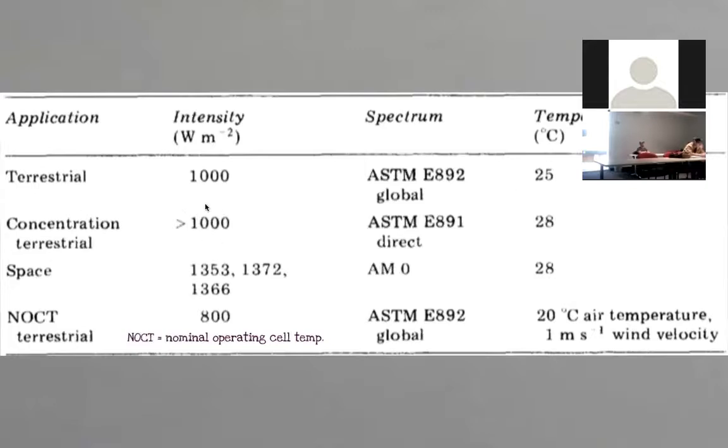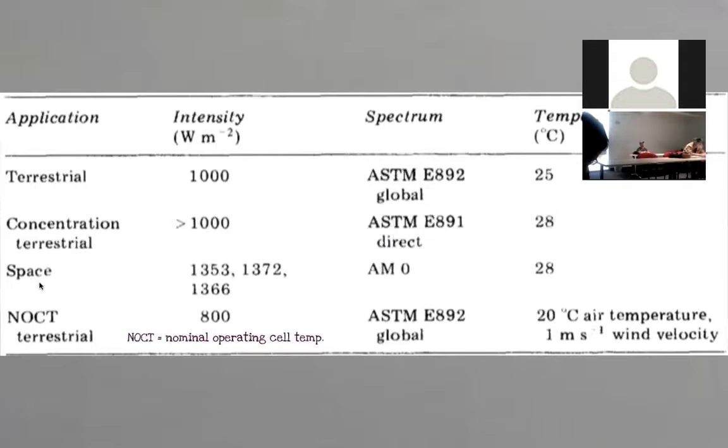If you use concentration, of course, the intensity goes up much more than 1,000, because that's what concentration means. The spectrum is typically the same, but this gets a little complicated because the spectrum can change with concentration. So this becomes a much more difficult efficiency measurement, which we'll talk about briefly. But just keep in mind that measuring the performance of a solar cell under concentration is a much more complicated thing to do than measuring a solar cell which is not under a concentrator. Typically, for concentrated cells, you go to a slightly higher temperature.